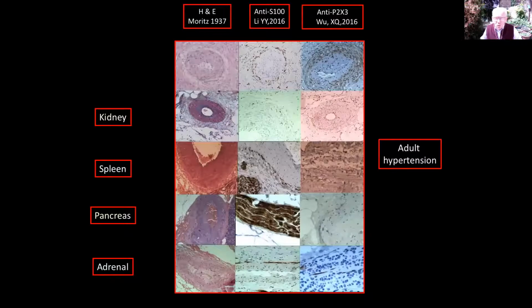So we've had a look, and this is what we find. This is in the same organs, in kidney, spleen, pancreas, and adrenal, and we looked at 22 post-mortem hypertensive specimens, and we found the same arteriolar sclerosis in the kidney, spleen, pancreas, and adrenals. This is using a standard hematoxylin and eosin stain.